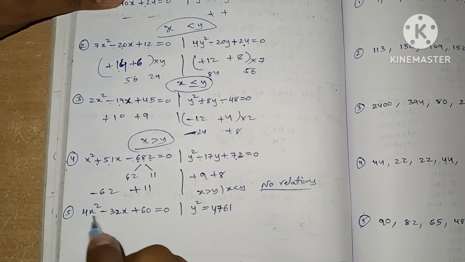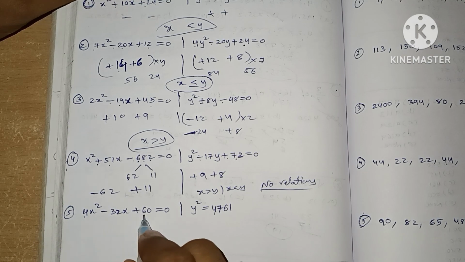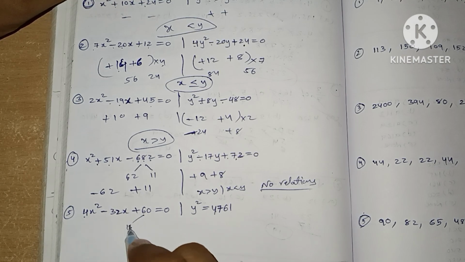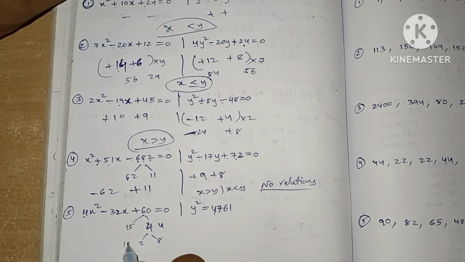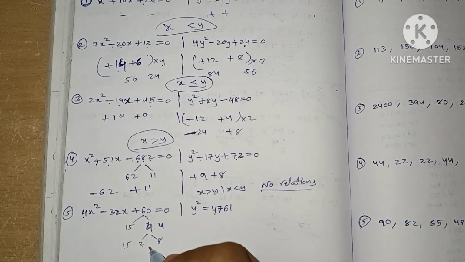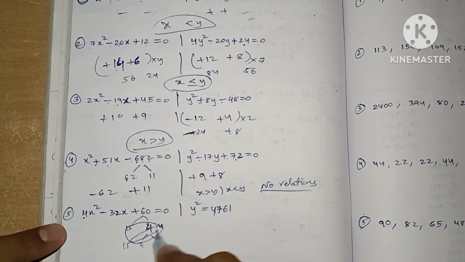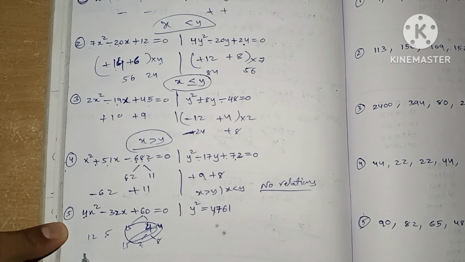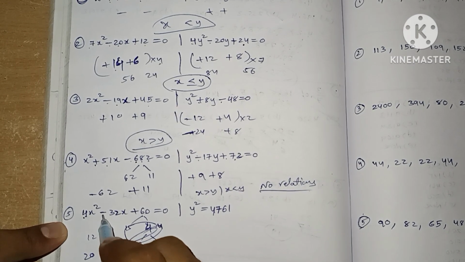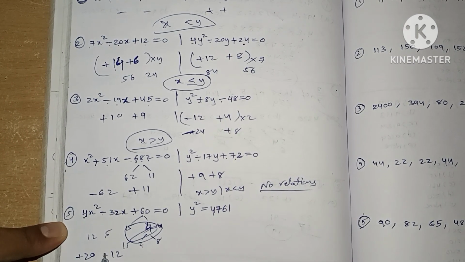Fifth one, this will be 4 into 15 2 times, 15 4 times into 4. Let's write this as 2 into 8 into 15, like this. 15 2 times 30, no, let's write this as 12 5 times, and 4 5 times is 20. So 20 and 12 are the roots. Minus and plus means both are positive.